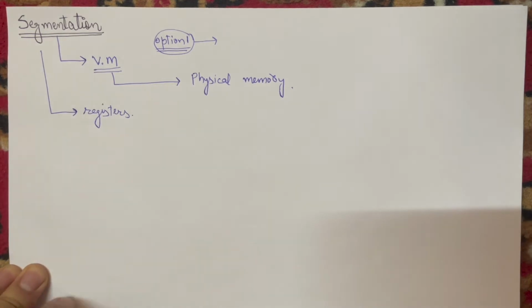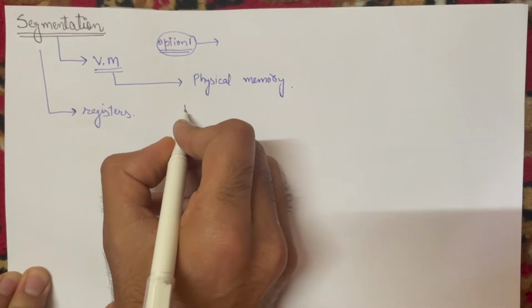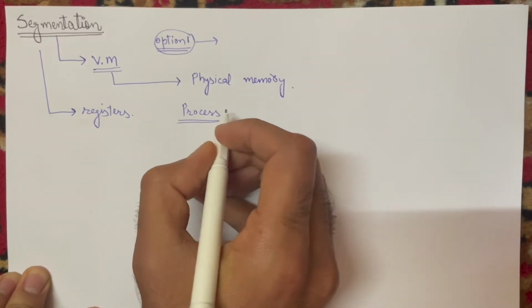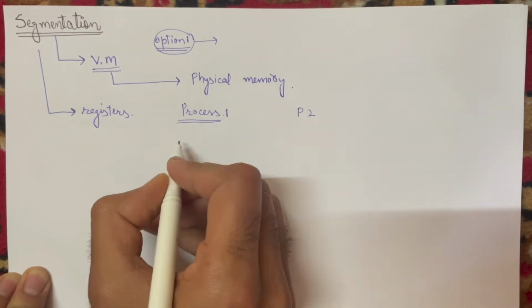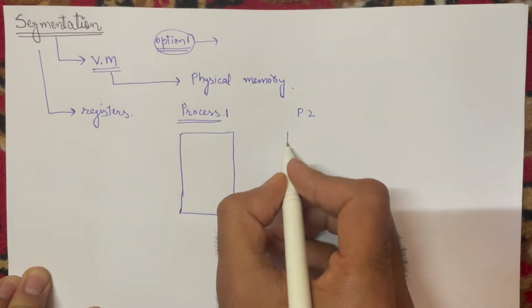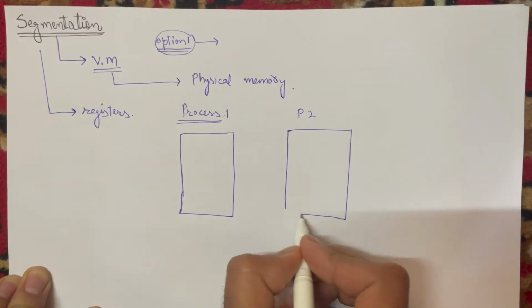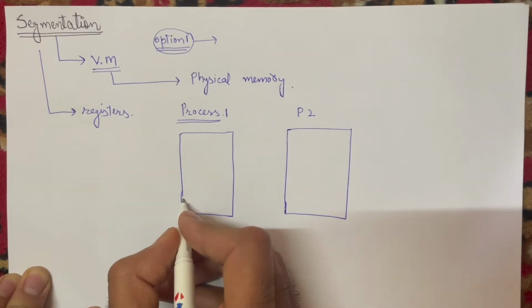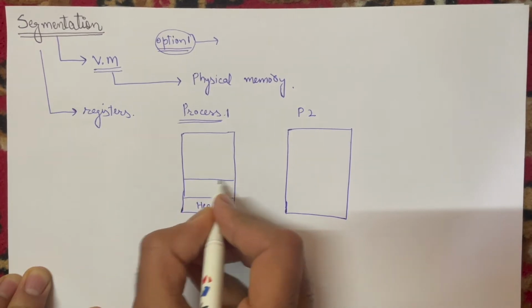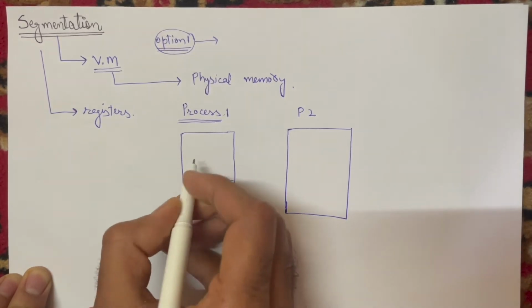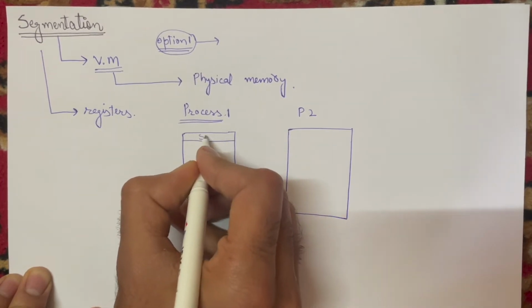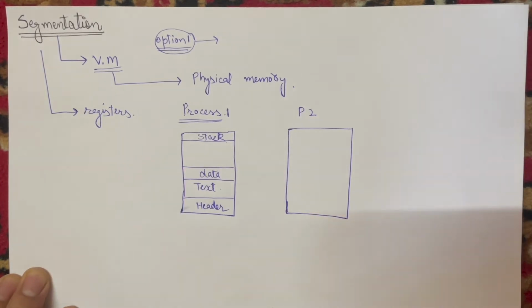So what is segmentation doing? We have a process, and for this process or any other process, let's suppose process 1 and process 2, we have virtual memory. This is the virtual memory of process 2. And the virtual memory of process 1, for example, at the bottom is the header, then we have the code section, which is also called the text segment, and then we have the data, BSS, the stack, and the heap. These are the different segments.